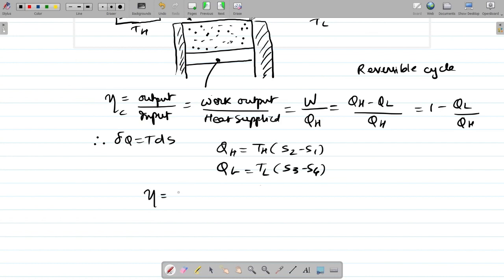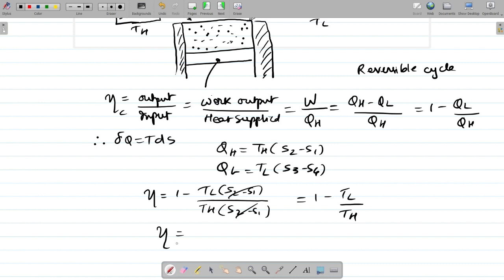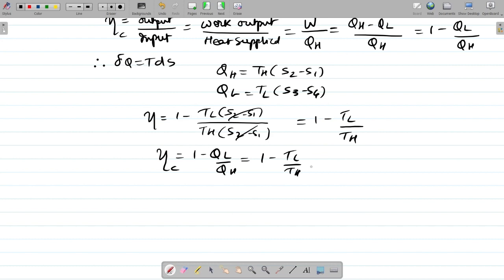This relation of efficiency will be equal to 1 minus QL, which will be TL into, I will write down S3 as S2 and S4 as S1, so S2 minus S1, upon TH into S2 minus S1. So this S2 minus S1 will get cancelled and we will get the relation 1 minus TL upon TH. So the same can be written as efficiency of Carnot cycle equal to 1 minus QL upon QH, or 1 minus TL upon TH.